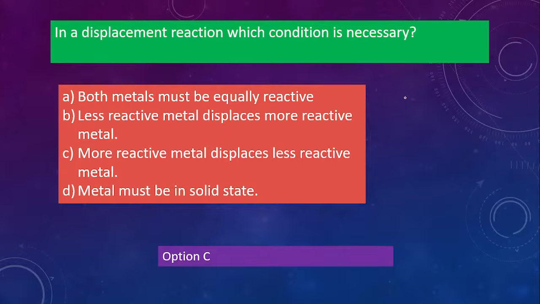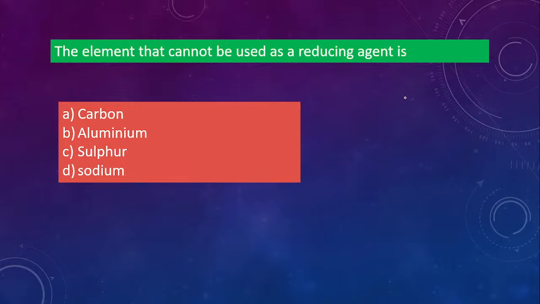So option C is the correct answer. That is, more reactive metal displaces less reactive metals. The one which is more reactive, that element will displace the other one which is less reactive. So option C will be the answer. Yes, 80% of you have given option C. So good. Let's do the next one.